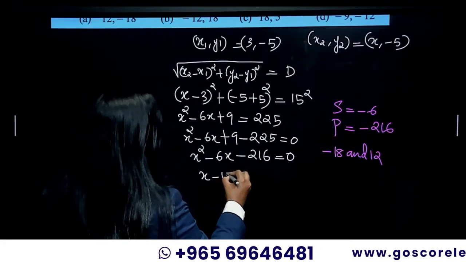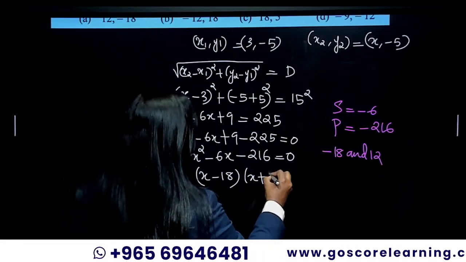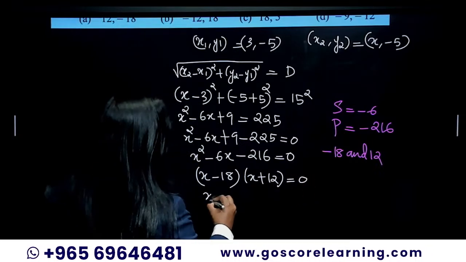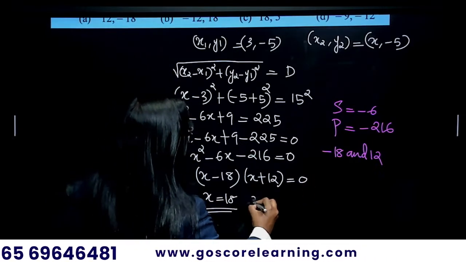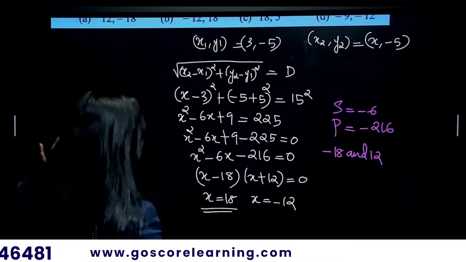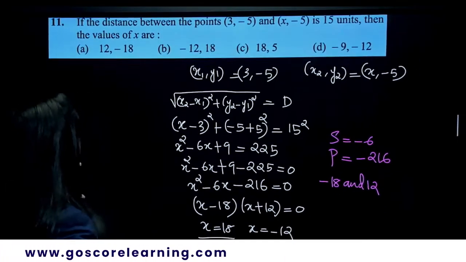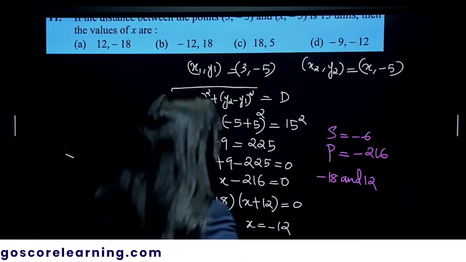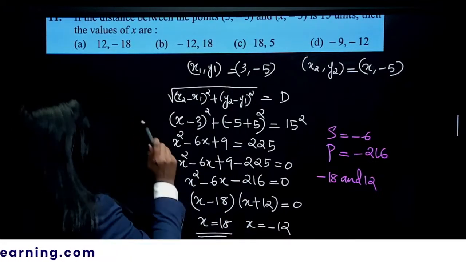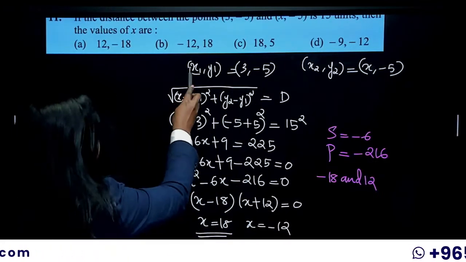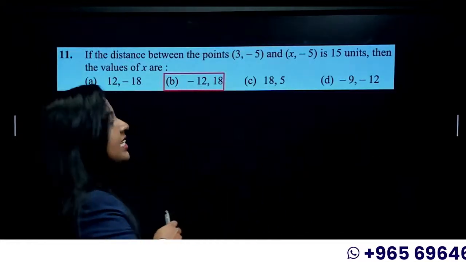You can simply write x minus 18 and x plus 12 here itself. Equate that to 0. X minus 18 is equal to 0 implies x is equal to 18, and this will imply x is equal to minus 12. So which is the correct option? Is it option A or option B? X is negative 12 and x is positive 18. So option B is the correct answer.